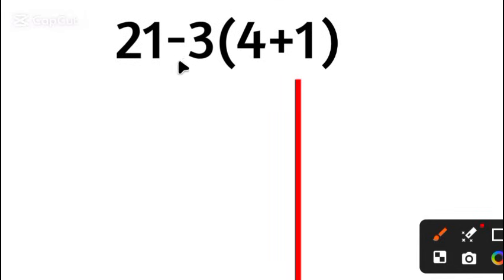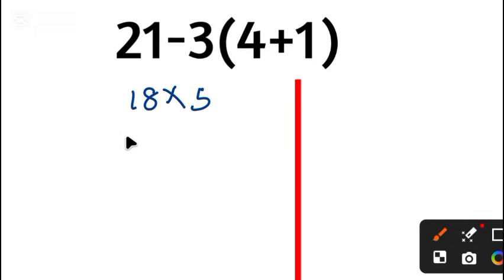Hey, this equation looks simple, right? Let's just go from left to right. 21 minus 3 equals 18. Here we have multiplication. 4 plus 1 equals 5.